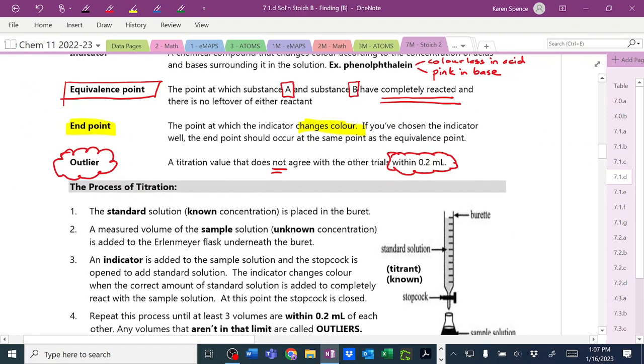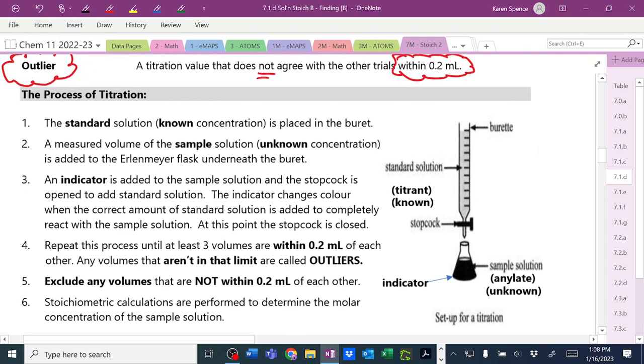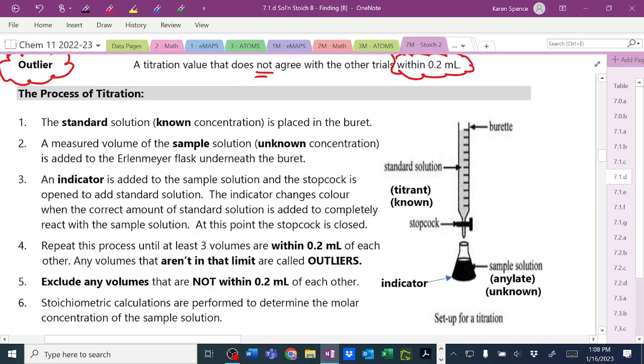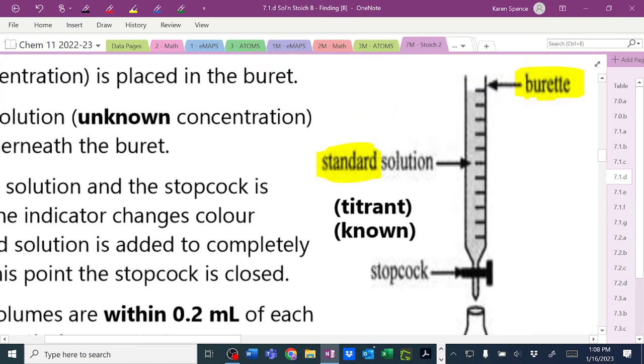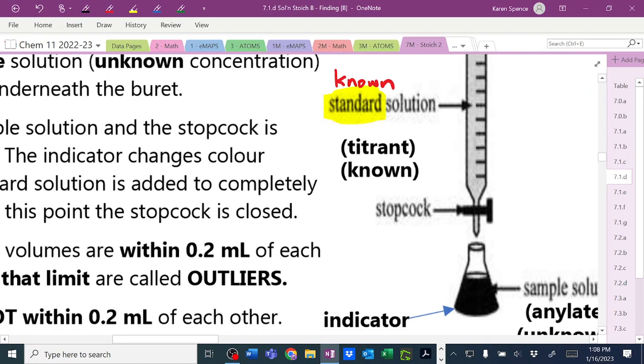So here's what we're going to do. Here's a picture. Tomorrow I'll actually do a demonstration for you. When you're finished your quiz, we'll do a little demonstration. Here is our burette. And in the burette goes the standard solution. Is the standard the one you know or the one you don't know? This is our known. It's also known as the titrant, but I'm not going to get that excited about this for this year. Okay. All right.